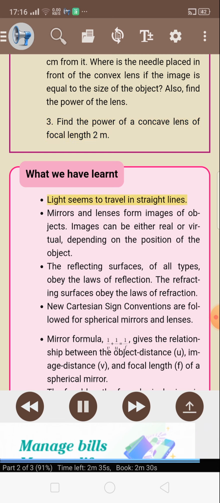What we have learned. Light seems to travel in straight lines. Mirrors and lenses form images of objects. Images can be either real or virtual, depending on the position of the object. The reflecting surfaces of all types obey the laws of reflection. The refracting surfaces obey the laws of refraction. New Cartesian sign conventions are followed for spherical mirrors and lenses.